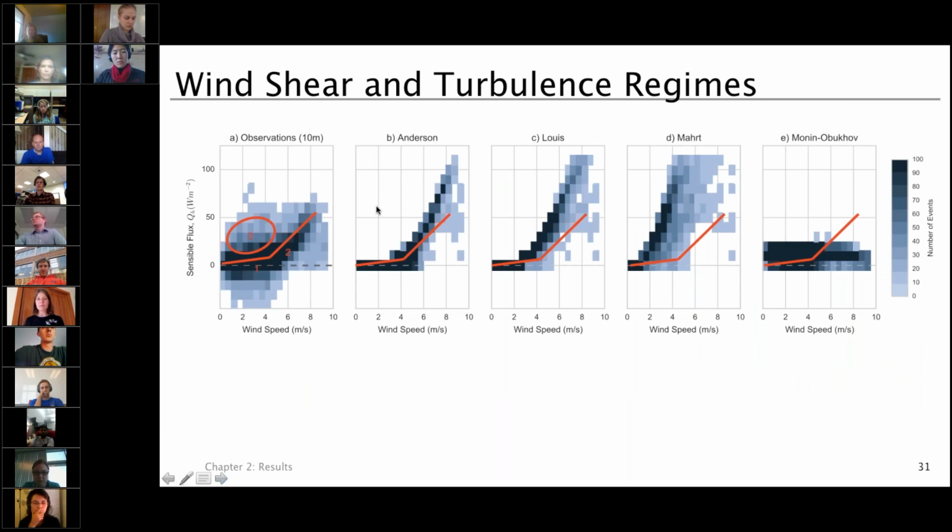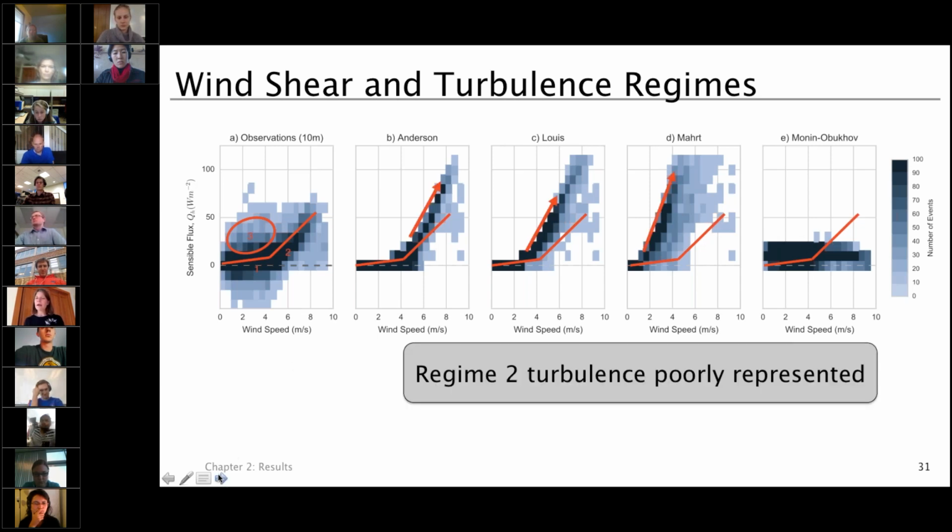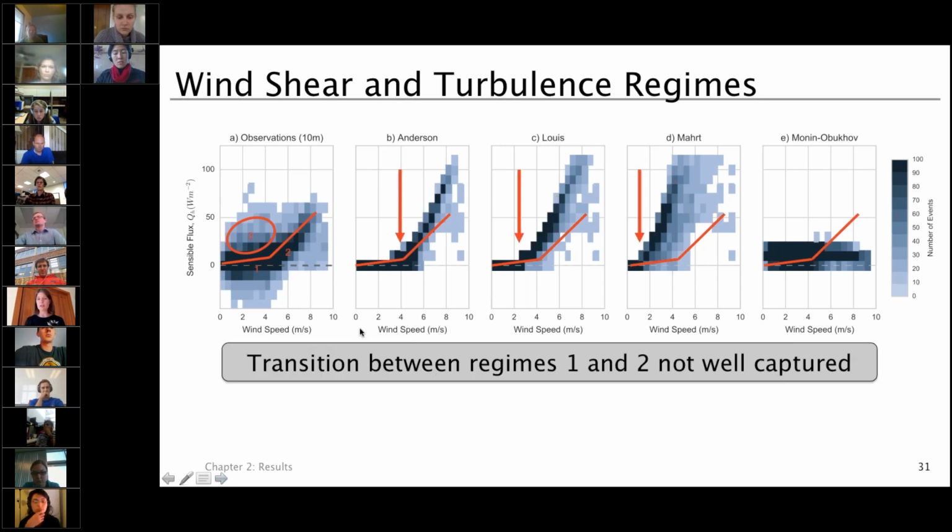So how are we doing? Nobody's got step 3. We didn't think they would. If we take this red line and we repeat it across all of these different parameterizations, you can see that in regime 1, they're all okay, but in regime 2, they don't really agree on the slope of the observations. Also, they don't really agree well on the transition point, when you change from the shallow to the steep slope.